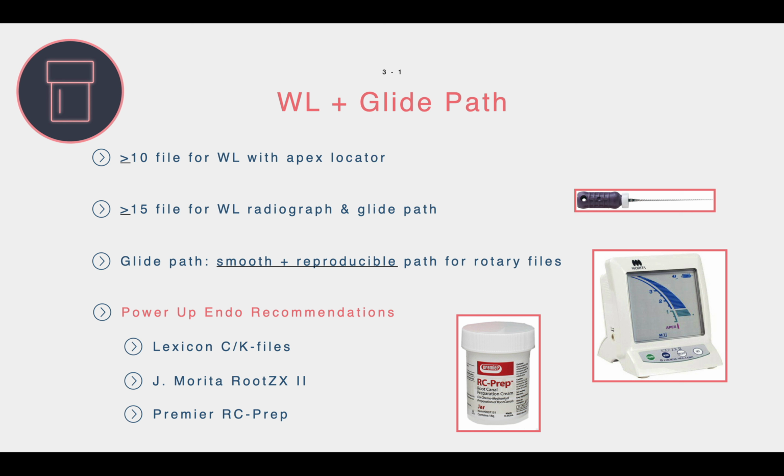And like I mentioned, I recommend the Lexicon hand files, sizes 8 and 10 in the C file, and then sizes 15 and above in K files. And the Lexicon files are nice because they come pre-sterilized in little blister packs. In terms of your apex locator, the most frequently used apex locator by endodontists, and it's really reliable, is the J. Morita Root ZX apex locator.